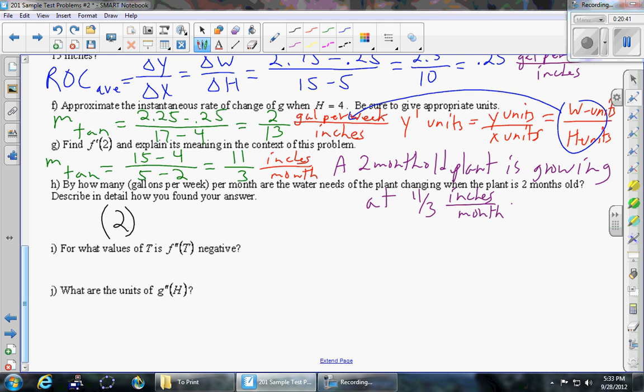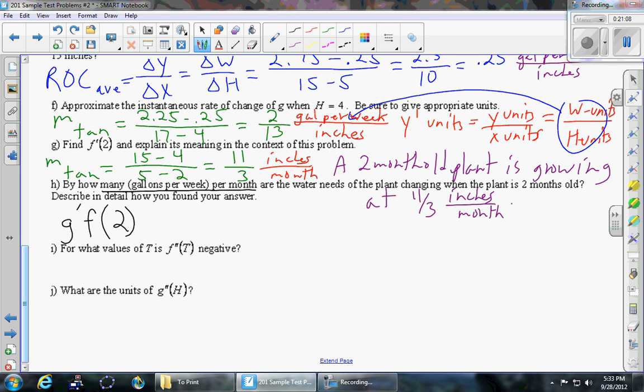Is it an input for F or G? So we think about this. Let's see, that's time, and F was the one that took a time number into it. So we've got a plant that's 2 months old, and somehow we're trying to relate that to the water usage. We want to get down to gallons per week here, and the function that has to do with that is G. And what G does is it needs a height in order to be input into it and spit out the number of gallons per week.